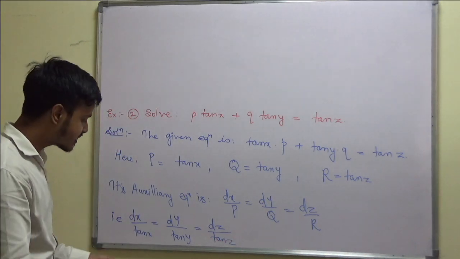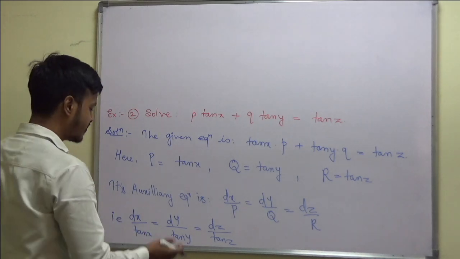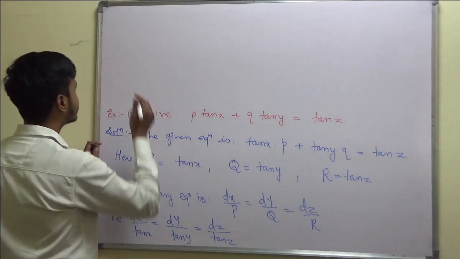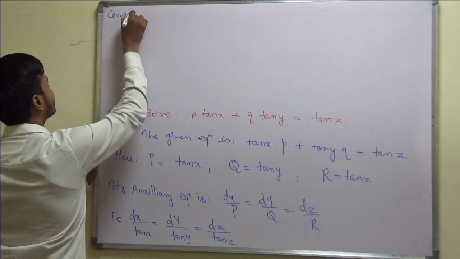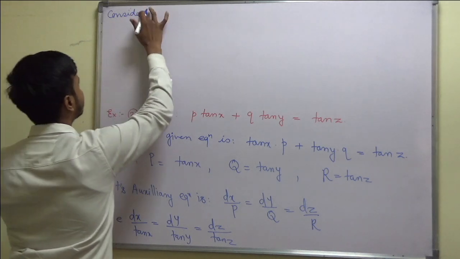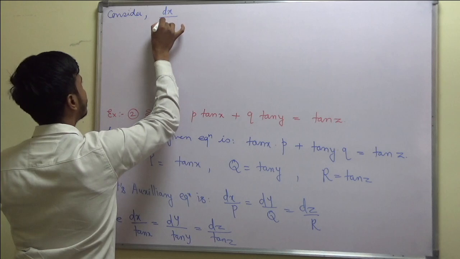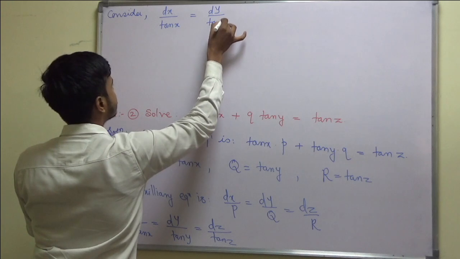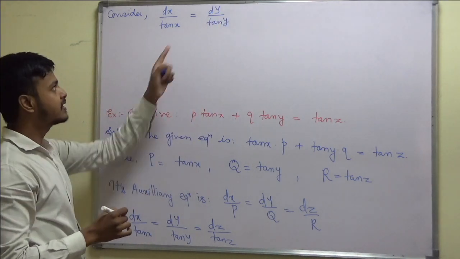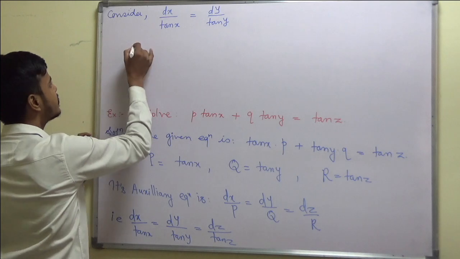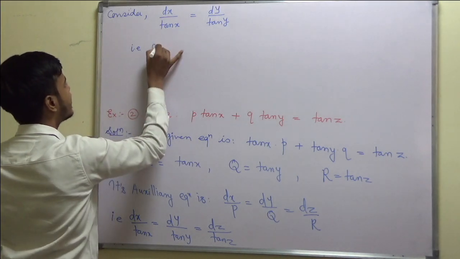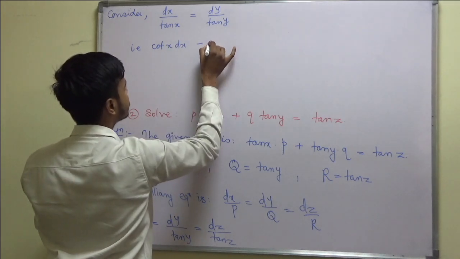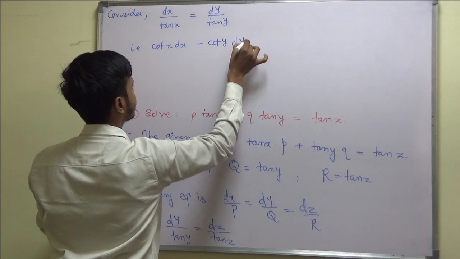Now solve. What does method 1 say? Make a group. So this is a very simple example. These are already in groups, so you just write consider. I will take the first two, so it is dx upon 10x and dy upon 10y. This is already variable separable, so you can write it as 1 upon 10x, that is cot x dx minus, taking it to the left, cot y dy equal to 0.